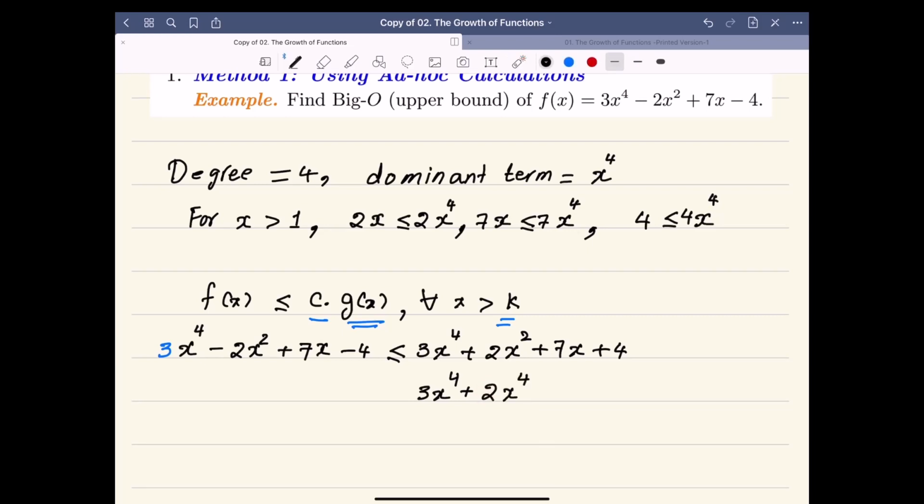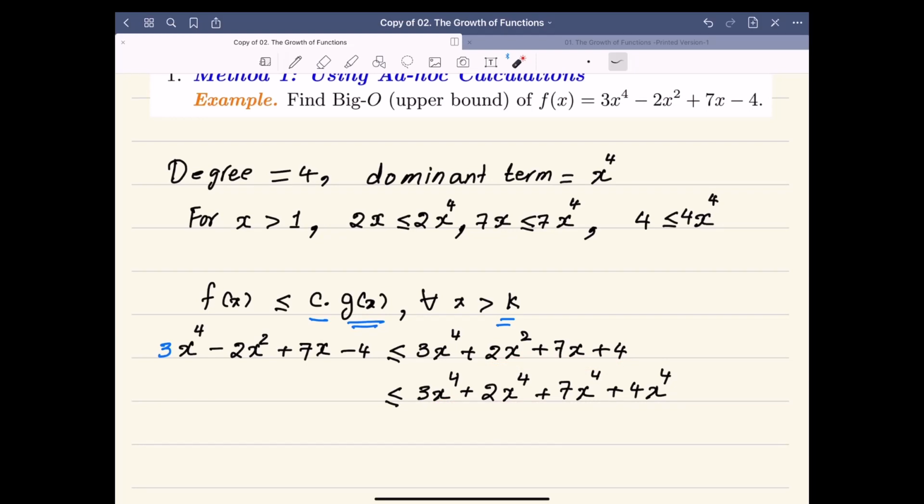raised to power 4, but I need to change the inequality into less than or equal to. Why? Because if you compare these two, they are equal. But these two are not equal. This part is less than this part, so this equation is less than or equal to this equation. Continue, plus 7x raised to power 4 plus 4x raised to power 4.